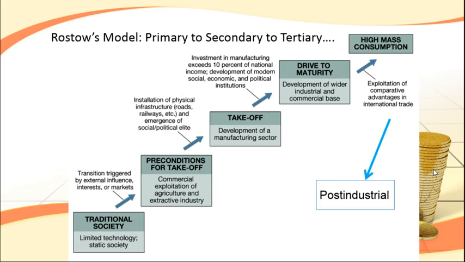Okay. Now, the last thing that we want to talk about is Rostow's model, right? And this is about development. When you look at these activities, this is really focused around these economic activities. And so you start out with your traditional society where you have limited technology. Then you have this transition. Usually it's going to be triggered by an external influence, right? And then this gives you the preconditions for taking off economically.